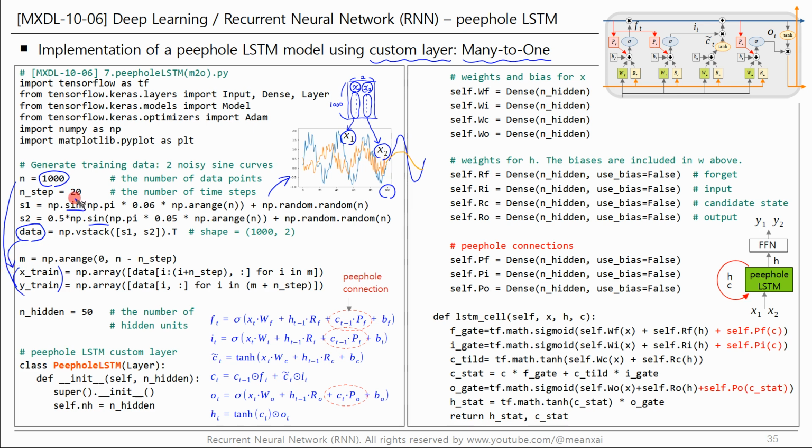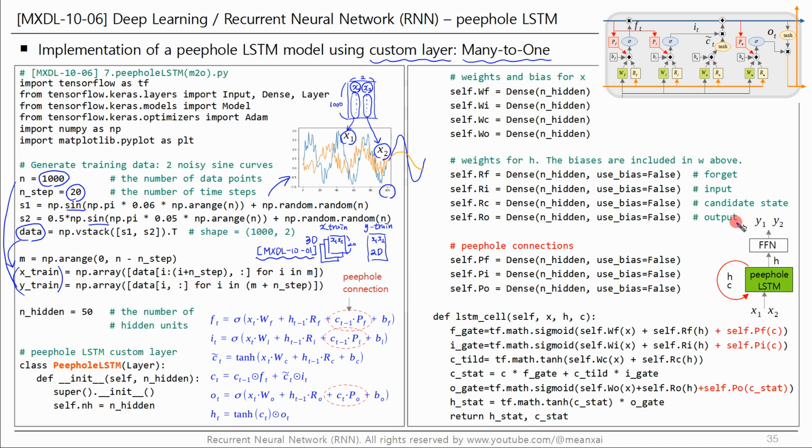The number of time steps is set to 20, i.e. 20 time periods. The dataset looks like this. X-train has a 3D structure like this, and Y-train has a 2D structure like this. This dataset is for time series forecasting. Please refer to the first video in this series for how to construct this dataset.